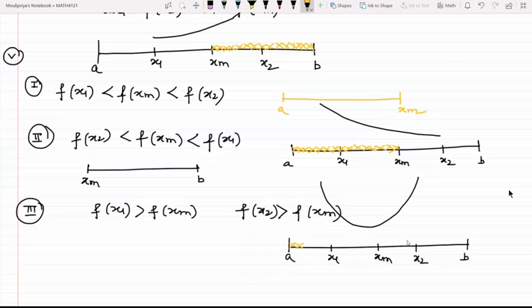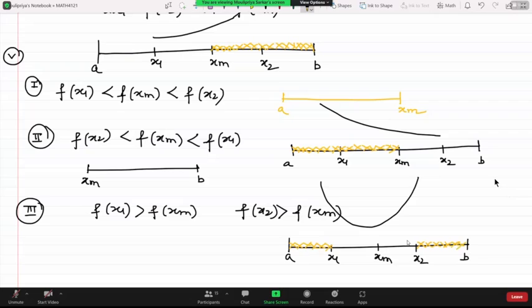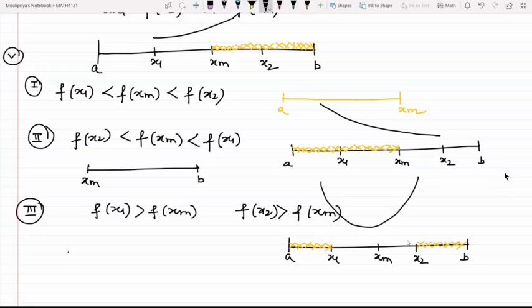Exactly. We would be eliminating x1 and bx2. Eventually, the interval is again halved, isn't it? So your new interval is going to be x1 to x2. So these are the three probable cases, and we would be proceeding until and unless we reach the desired accuracy.